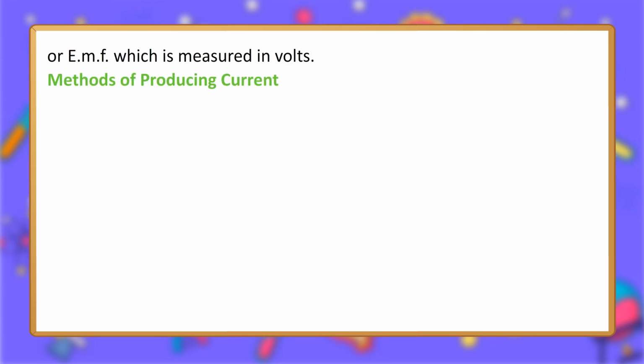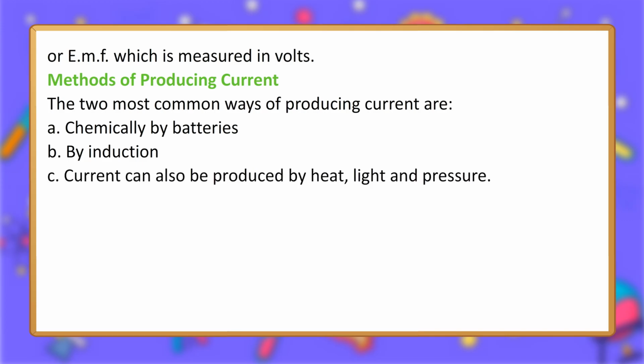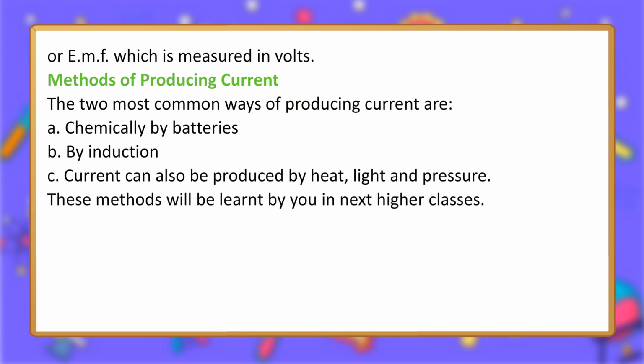Methods of producing current. The two most common ways of producing current are: A. Chemically by batteries. B. By induction. C. Current can also be produced by heat, light and pressure. These methods will be learnt by you in next higher classes.